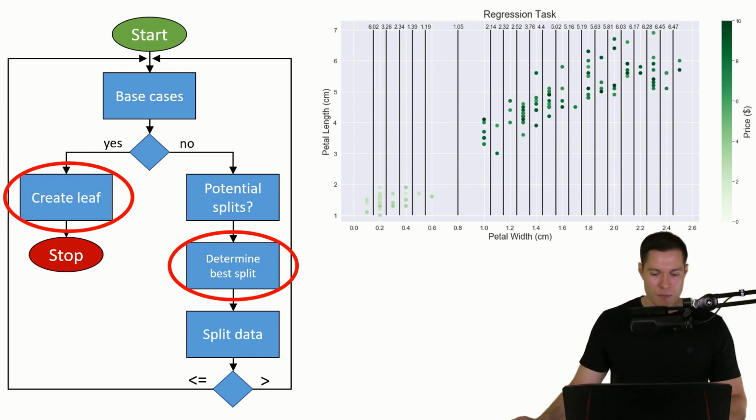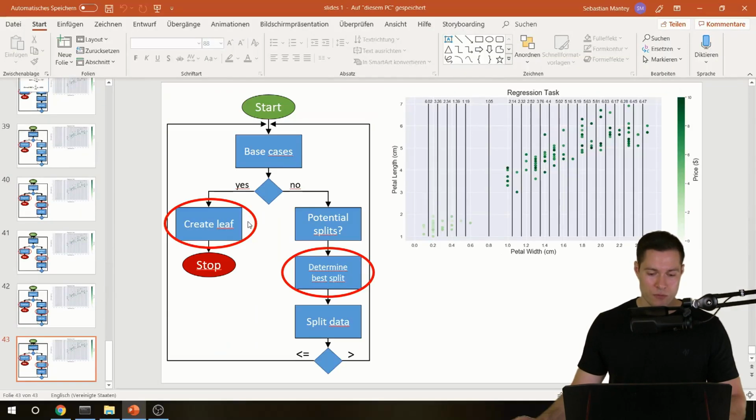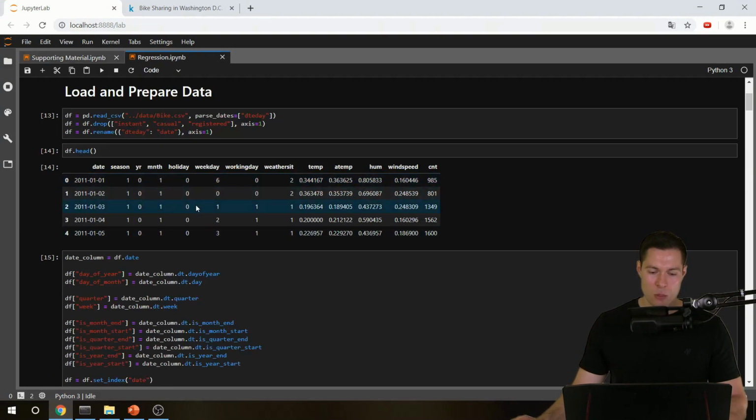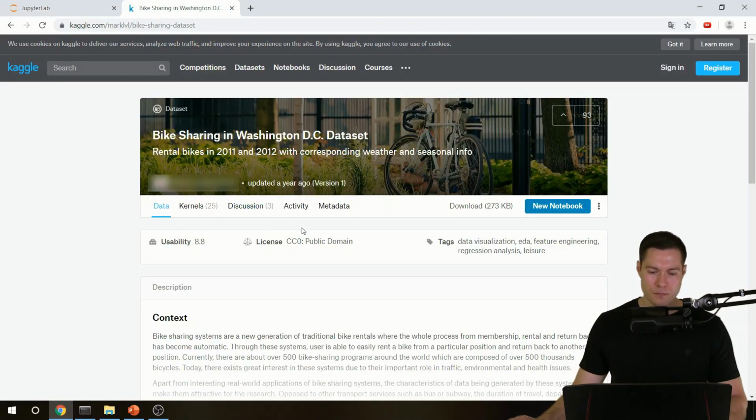Okay, so that's everything we need to know about how we should adjust our algorithm. So now let's look at the data that we're going to be working with. Namely, it's a data set about bike rentals, and I got it from Kaggle. So you can check out this site to know more about this data set. I will also put the link again into the description, but basically it just contains information about bike rentals of the years 2011 and 2012 in Washington, D.C.